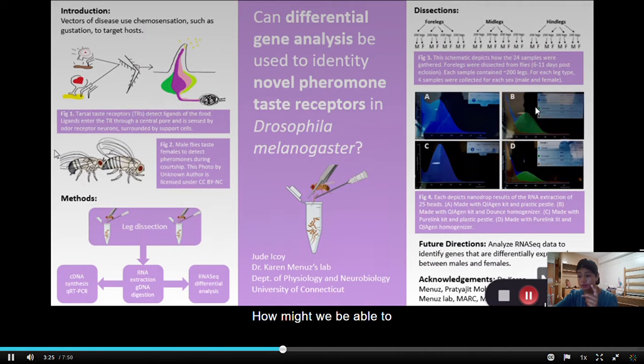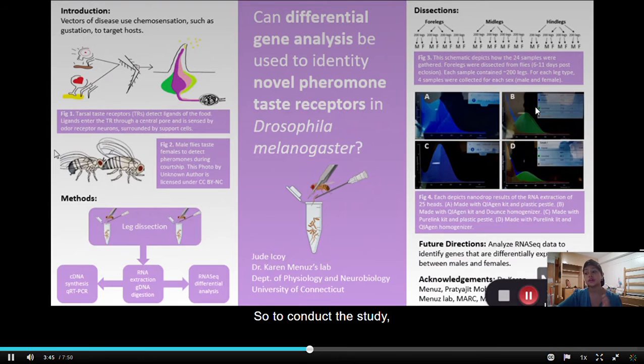How might we be able to identify said hypothetical receptors? We can do this through differential gene analysis, right? So we're thinking back to that sexual dimorphism. We're going to collect RNA sequencing data of male versus female flies for their gene expression of those aforementioned orphan genes. Thus is the goal of my current independent research project.